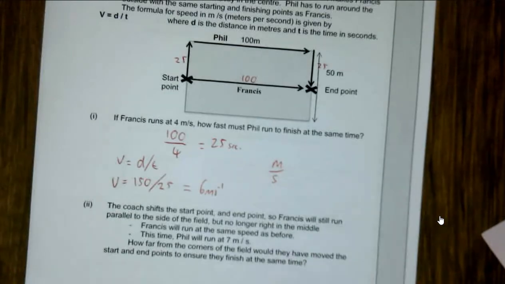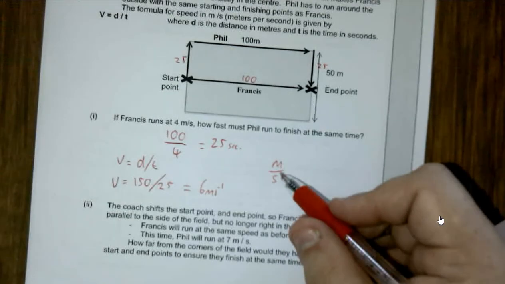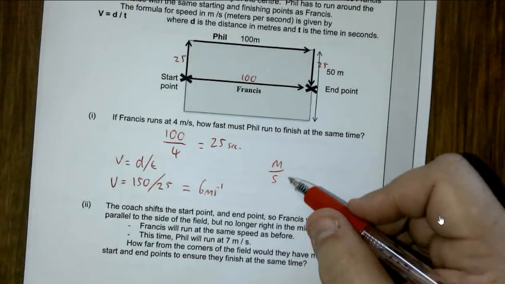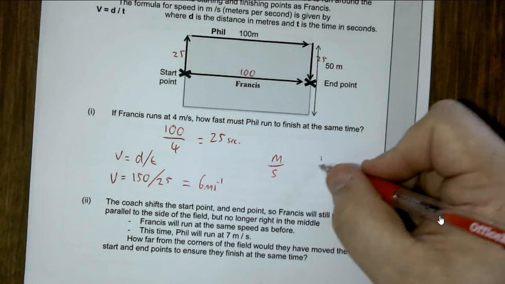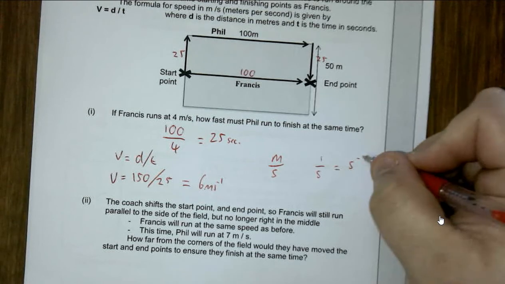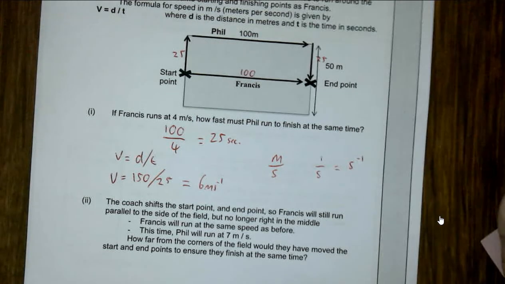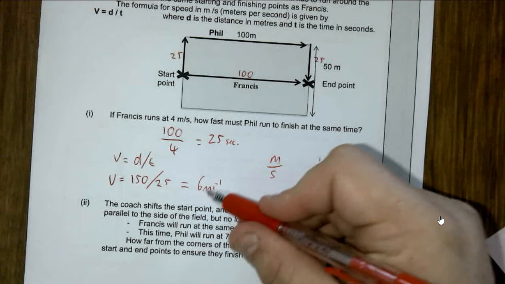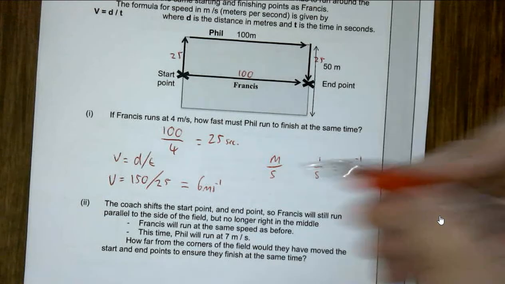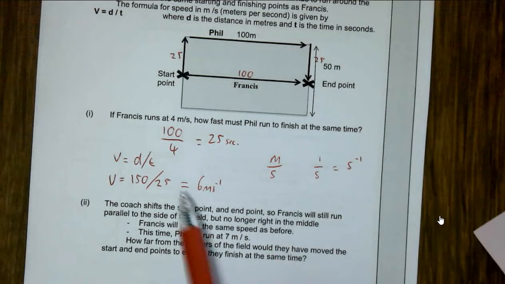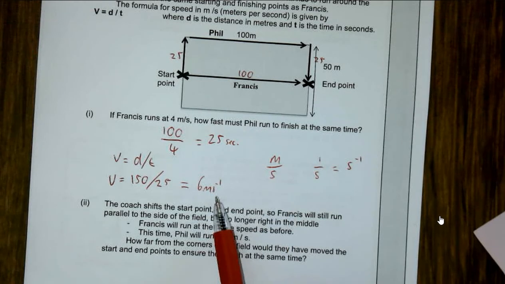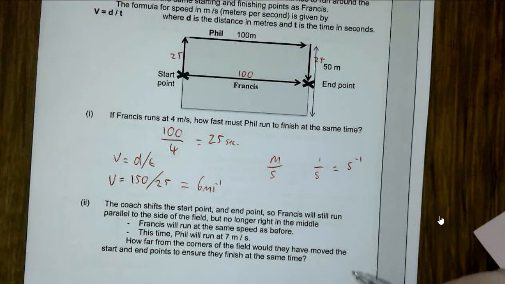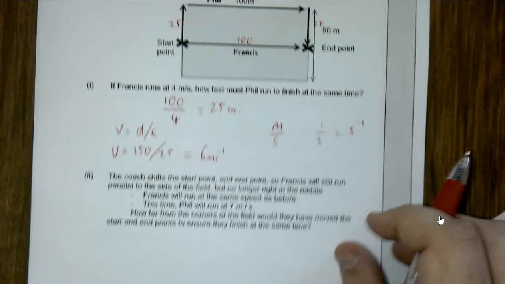M over S means meters per second. And because the S is on the bottom, 1 over S can be written as S to the power of -1, right? That's why we write it like that. It just means meters per second, because distance divided by time is your speed. So that's why the units are meters per second. Can you just say 6 meters per second? Yes, that'd be fine.